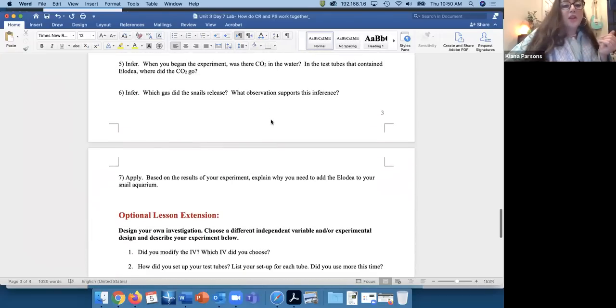Okay, Salem, you'll get your wish. Hold on. When you began the experiment, was there CO2 in the water? Yes. We know this because the test tubes were green. In the test tubes that contained elodea, the CO2 was used as fuel for photosynthesis.